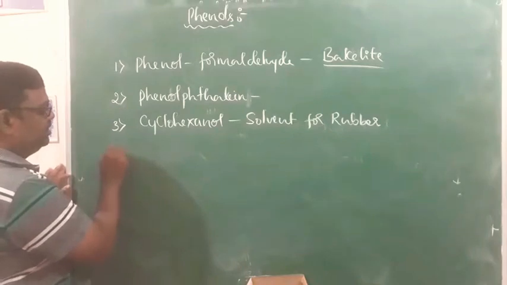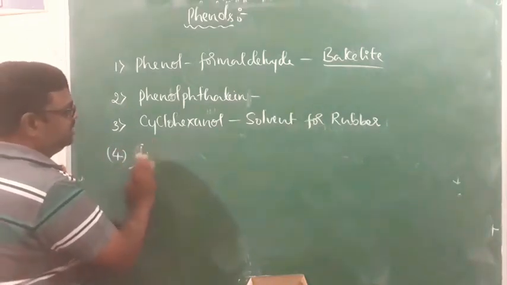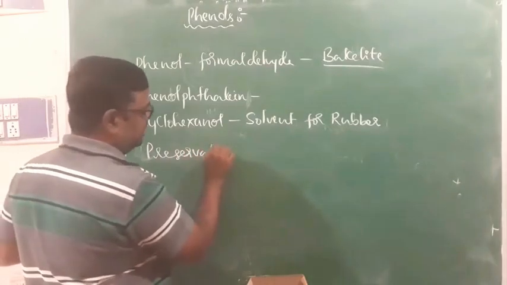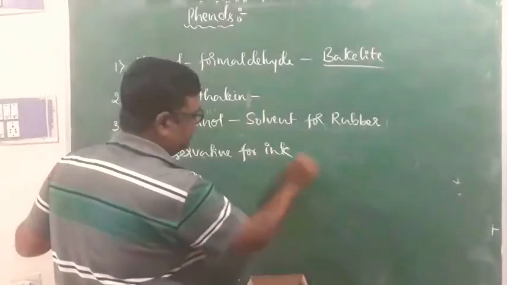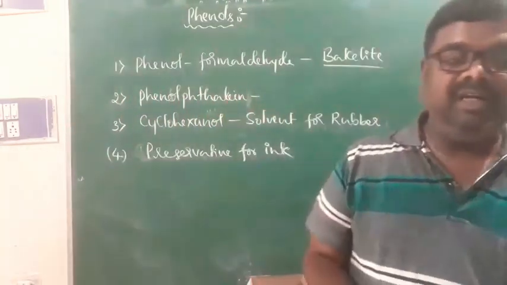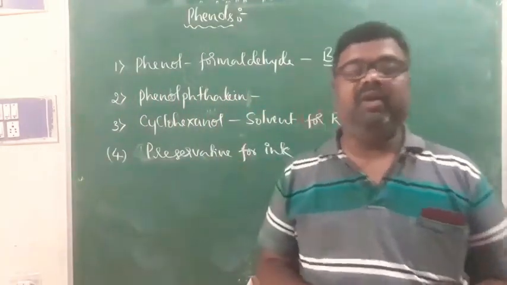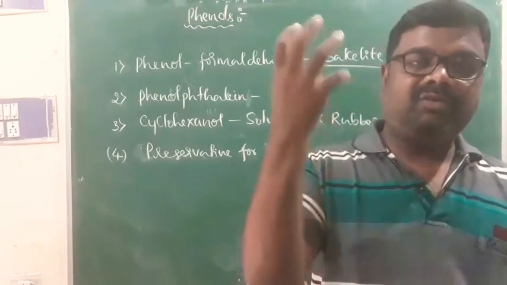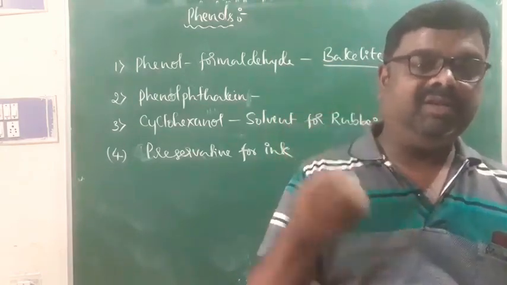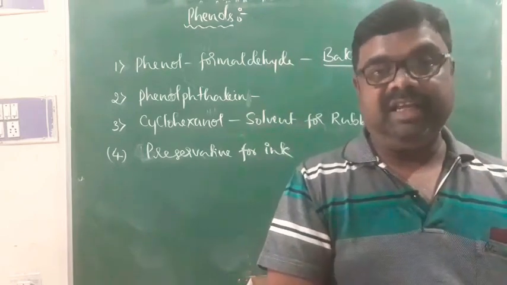The fourth one is that phenol is used as a preservative for ink, because it prevents ink from spoiling. Or you can say that it prevents coagulation of the blue colored substance that is dissolved in ink.